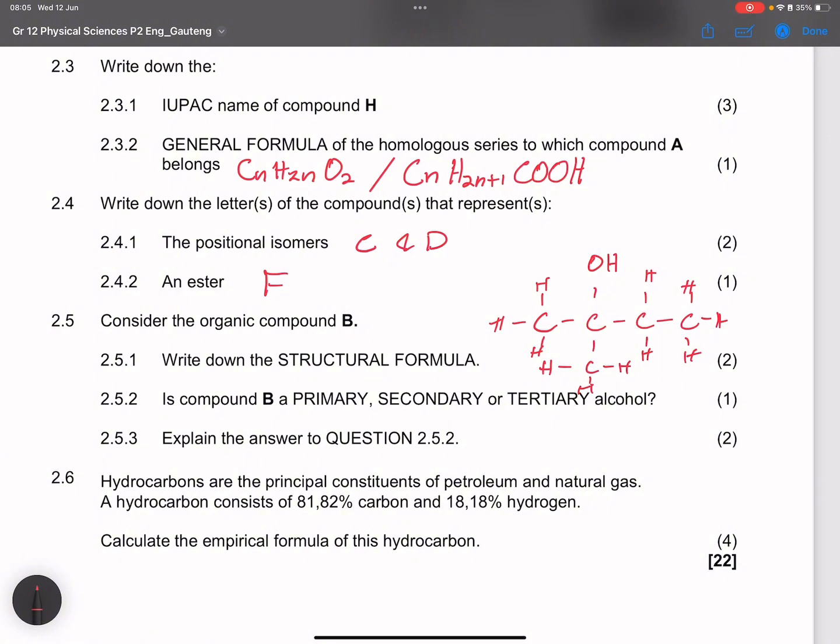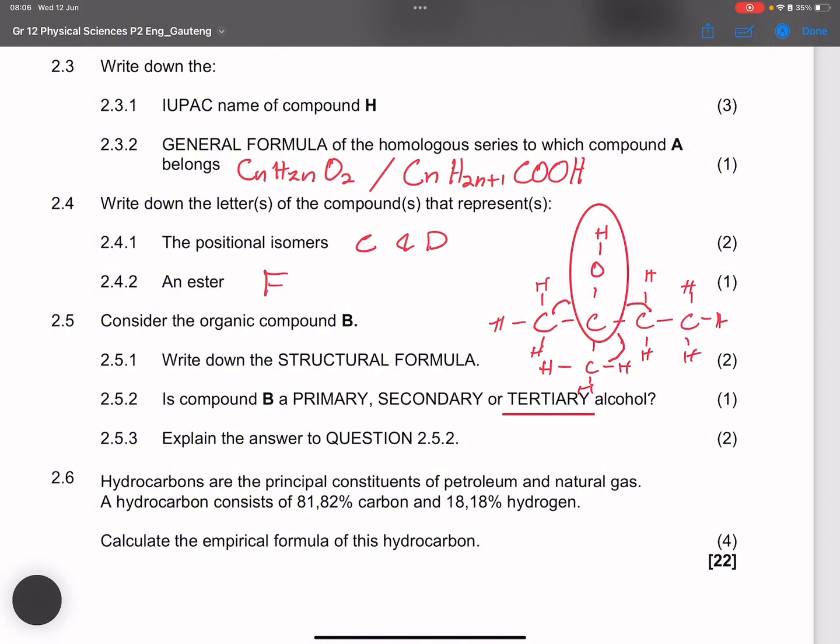Okay, right, so this is what it would look like. Nothing wrong if you decided to put your hydroxide as OH like this. Okay, nothing absolutely incorrect with that. So that is correct. Right, now they want us to find out is compound B a primary, secondary, or a tertiary alcohol? Now note, the carbon that has the functional group has got 1, 2, and 3 carbons surrounding it. So it is definitely a tertiary alcohol.